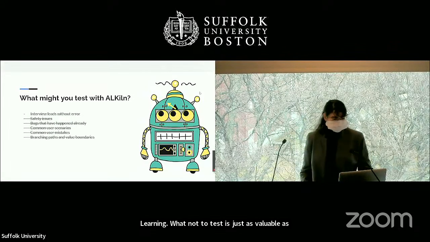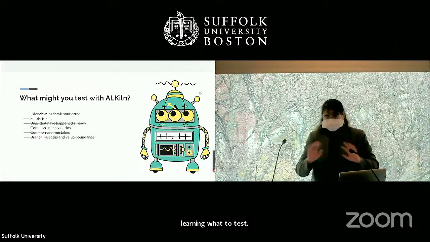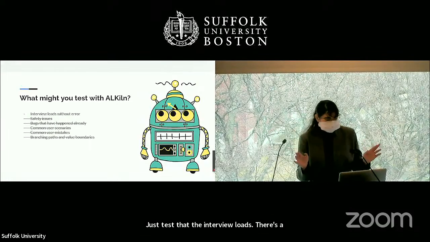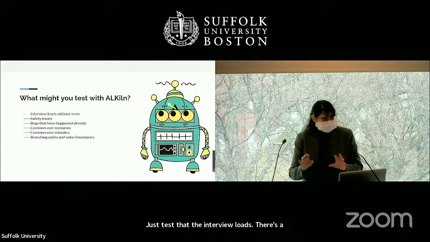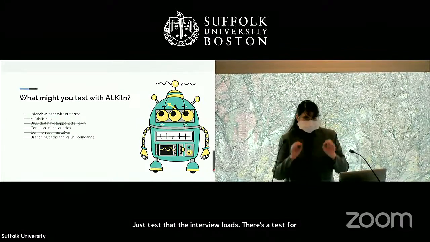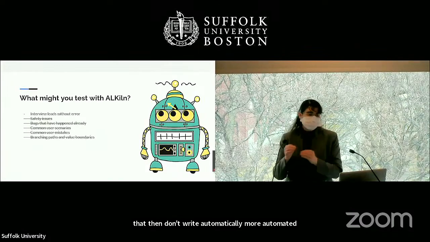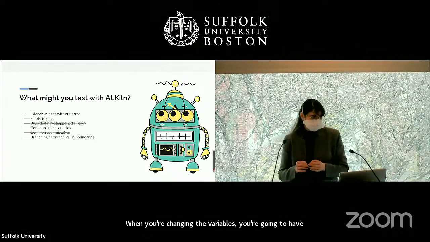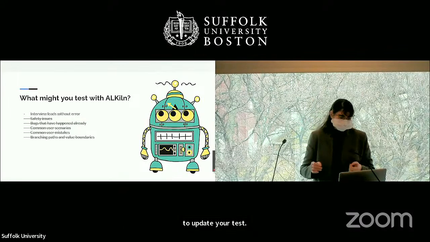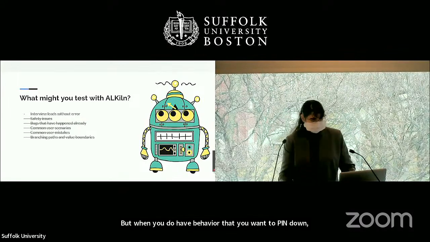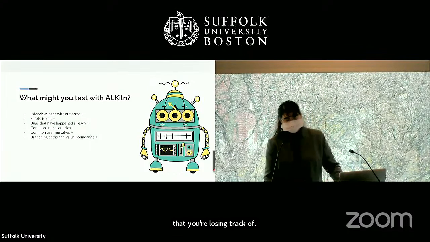So when you're starting out with an interview, take the low-hanging fruit. Just test that the interview loads. There's a test for that. Then don't write more automated tests until your code settles down a bit. Again, when you're changing the variables, you're going to have to update your tests. But when you do have behavior that you want to pin down, that you're losing track of, your tests can scale along with the ambition of your project.